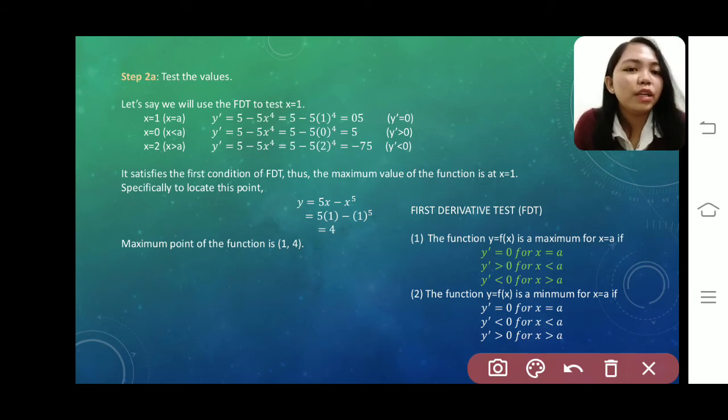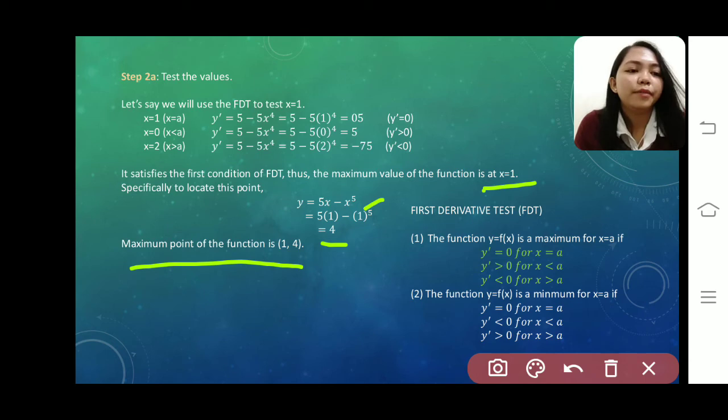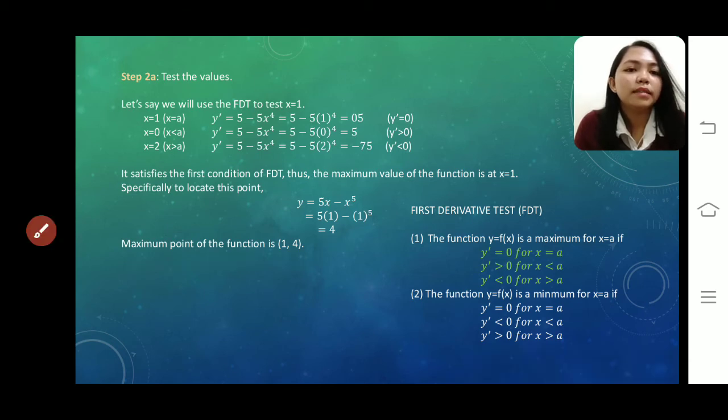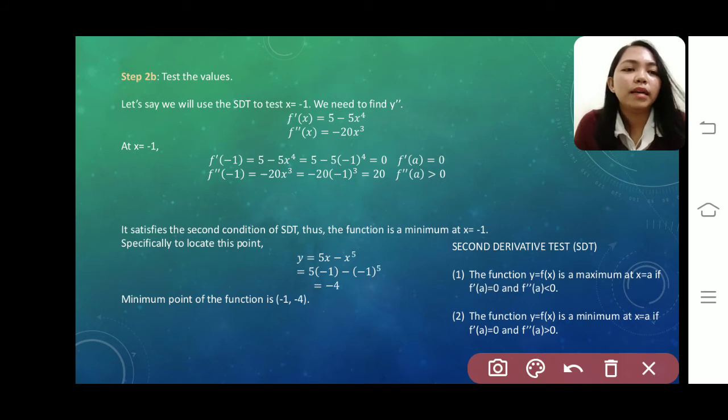So, specifically, to locate this point, ang gawin lang natin is substitute natin yung value na x equals 1 dun sa original equation ng function natin, which is 5x minus x raised to 5. So, we have the value of y equal to 4. So, the maximum point of the function is 1, 4. So, next, we are going to test the critical value wherein x is equal to negative 1. So, dito naman, ginamitan ko naman siya ng second derivative test. So, sabi ko nga, mas madali dito si SDT.